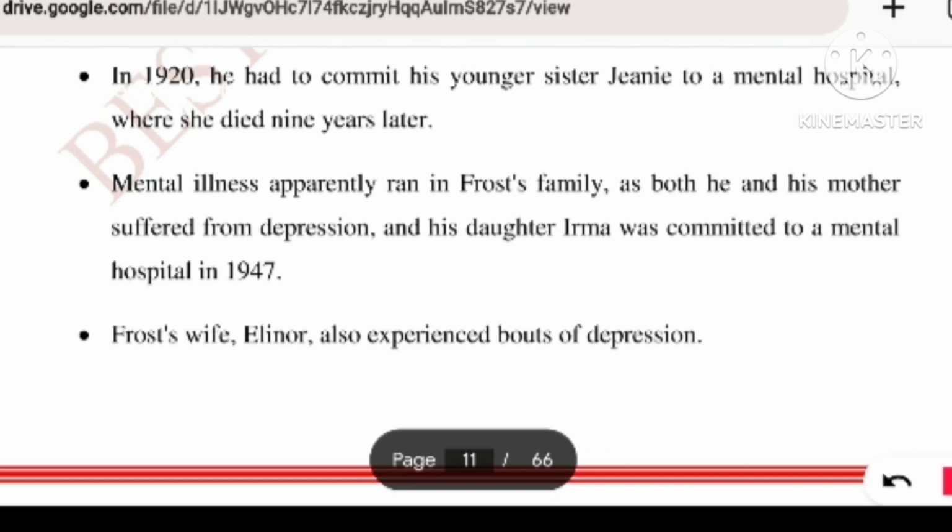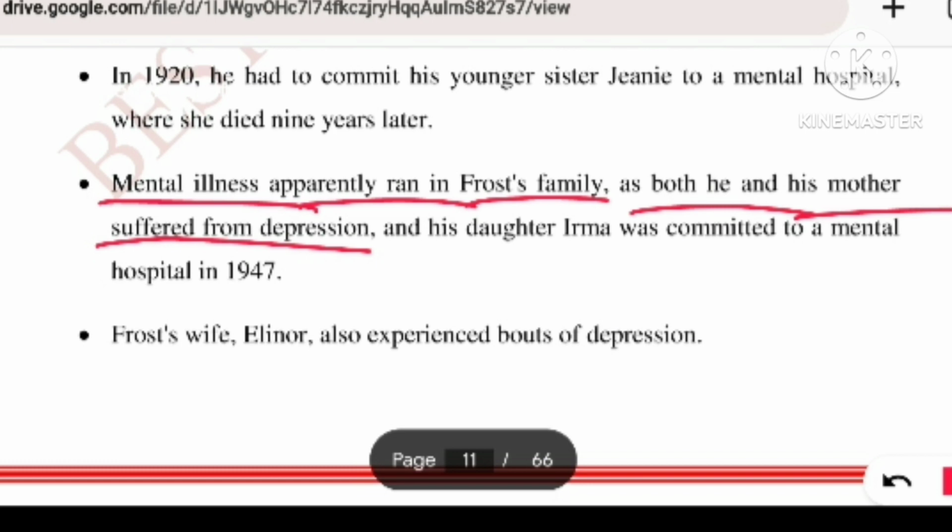Let's move ahead. Mental illness apparently ran in Frost's family, as both he and his mother suffered from depression. Now see, depression is not limited to rich people only or poor people, those who are economically unsound. It can happen because of different reasons, and we need to find out what the reason is, and we need to diminish it as soon as possible.